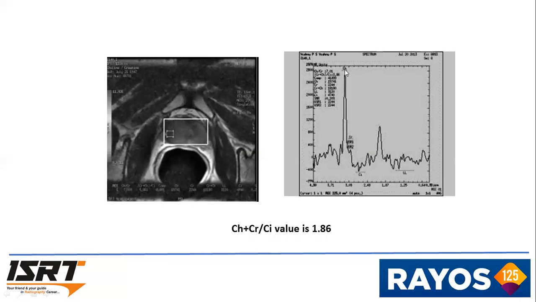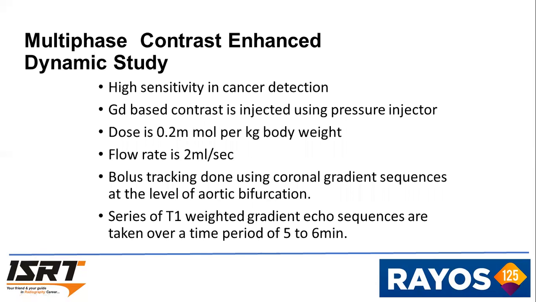Here we can see the choline peak is elevated and the citrate peak is inverted actually. The choline plus creatine by citrate value is 1.86, which is very significant for a malignant lesion.